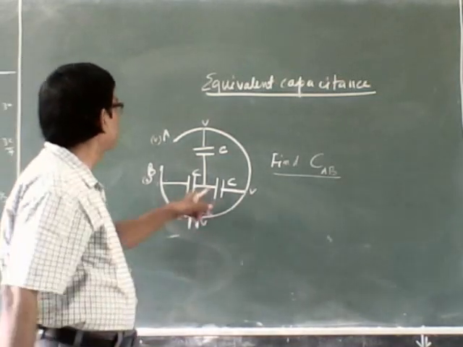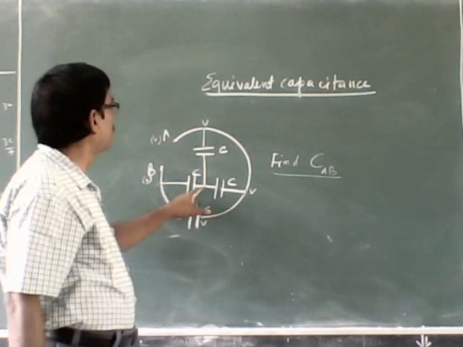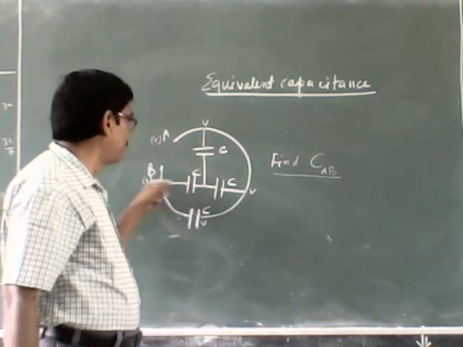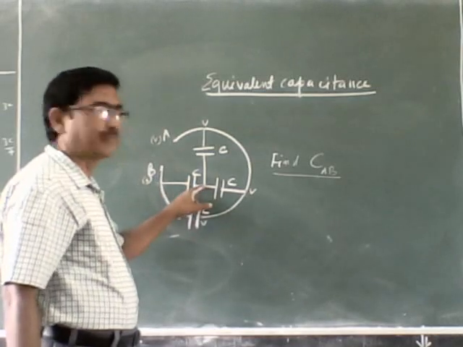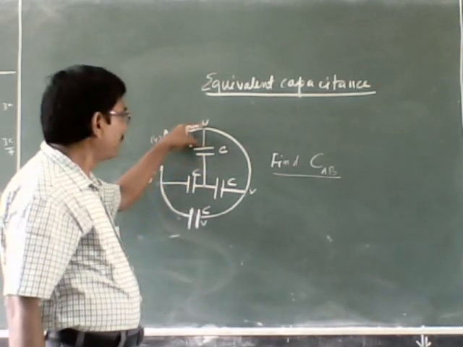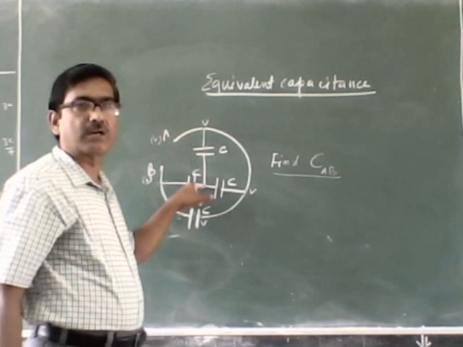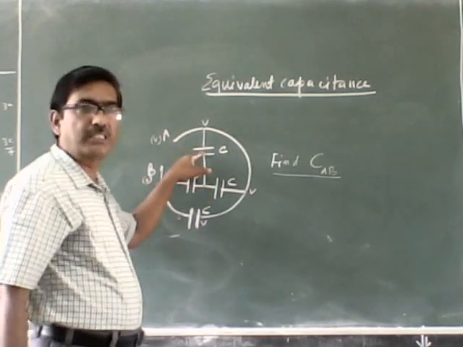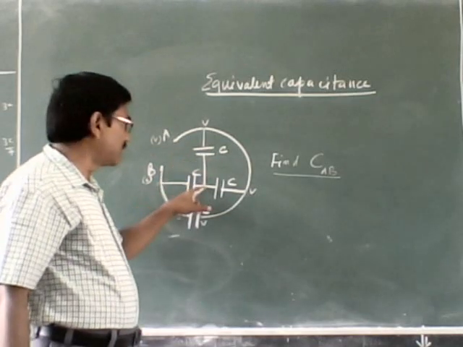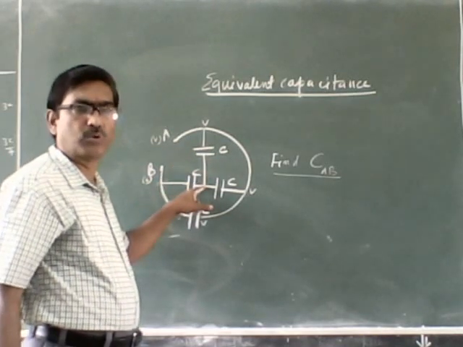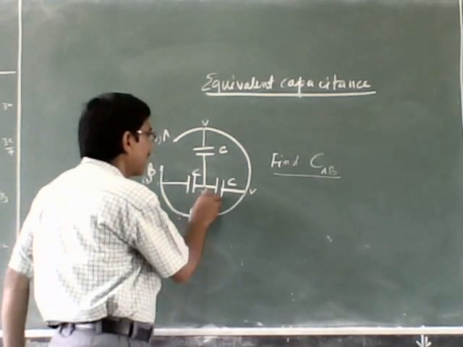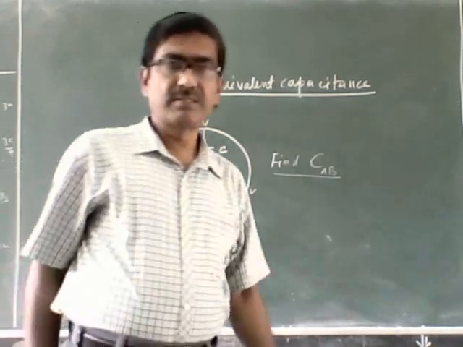But here you see, at this point the potential is 0, so at this point the potential cannot be V, because in between one capacitor is present. Okay. So what will be the potential at this point? We do not know, so let it be X.